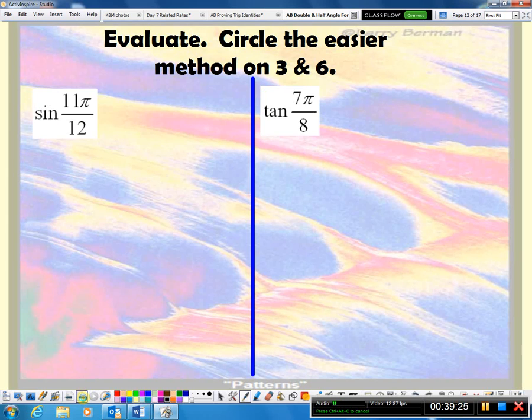So sine of 11 pi over 12. Circle the easier method. Well, on this one, there actually are two different methods. Think about it. This is sine of half of 11 pi over 6. Well, wait a minute. 11 pi over 6 is 330. Half of 330 is 165. This is the same as sine of 165. And did we not just do cosine 165?